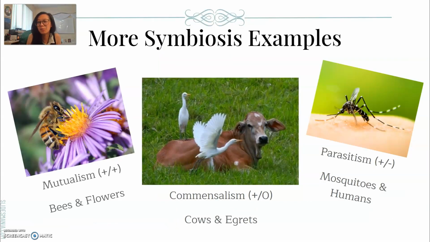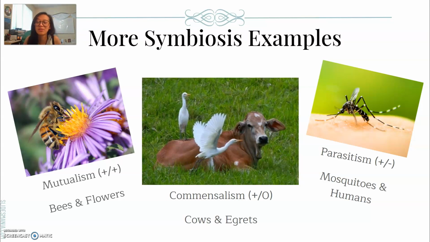So if we take a look at more of these in real life, one of my favorite examples for mutualism is bees and flowers. Bees benefit because they get nectar, they get to use that to make honey. Flowers benefit because they are pollinated. That's basically how they reproduce, right? So both of them benefit in this case.